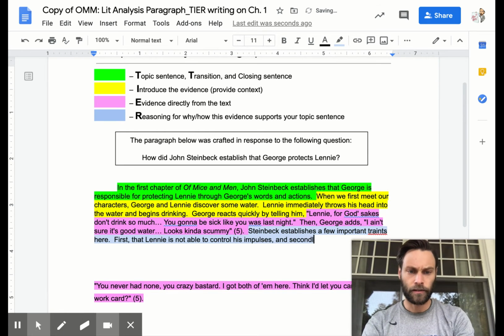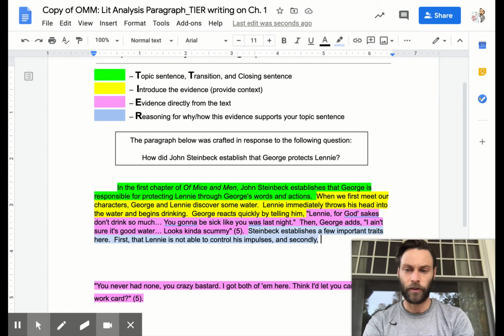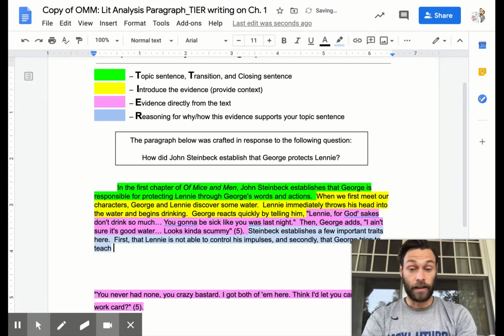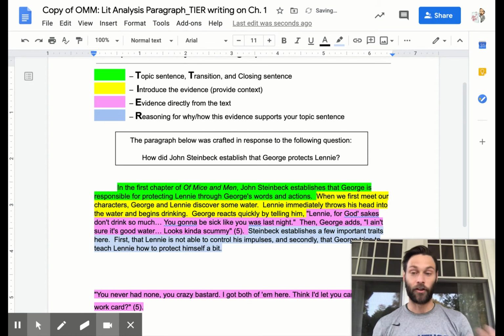And secondly, well, I want to put it back on George, right? That's the point of Steinbeck giving us this moment. So I'll say that George tries to teach Lenny how to protect himself a bit, right? Certainly he's not going to solve everything, but he's like, Lenny, you're going to be sick. I'm warning you. I think that's really interesting.